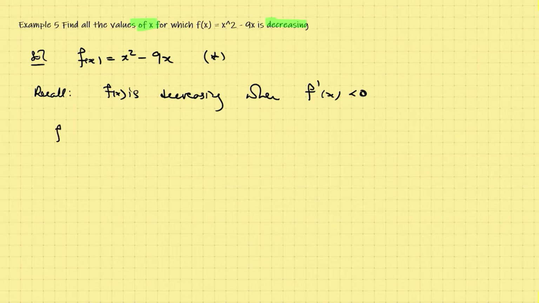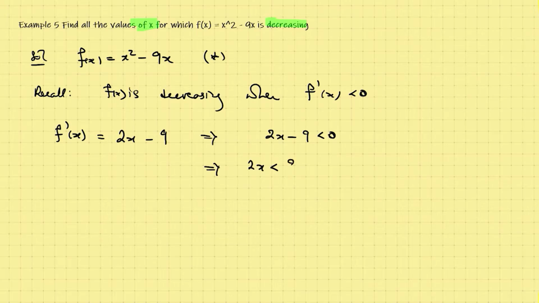So I differentiate f directly and I get 2x minus 9, which tells me f is decreasing when 2x minus 9 is less than 0, and we can now solve this inequality fairly directly. So we add 9 to both sides, and then we just divide both sides by 2. So I just get x is less than 9 over 2. So we've worked out the interval. The interval is minus infinity to 9 over 2, right?